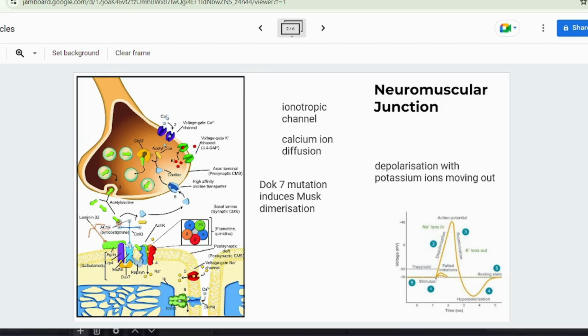Acetylcholine is always excitatory at neuromuscular junctions, which is not the case in other parasympathetic neurons, where it is usually inhibitory, for example at the heart with muscarinic receptors.